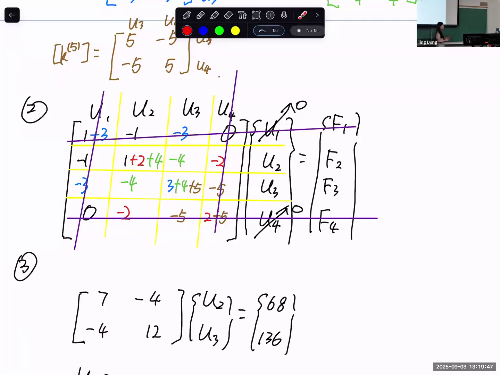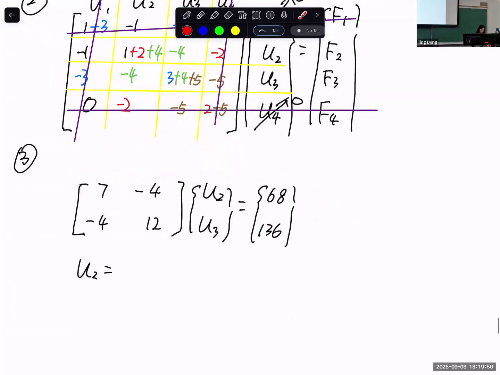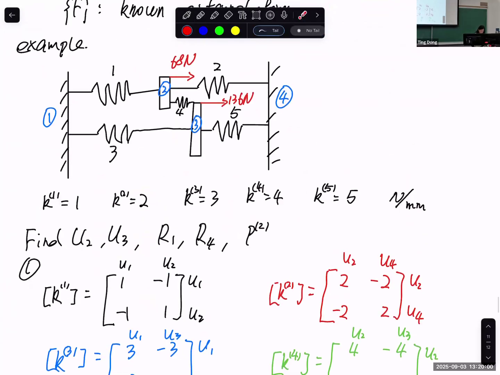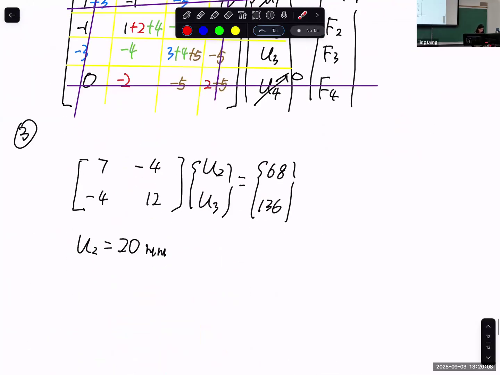Okay, let's put the U2, U3 here. U2 is 20 millimeter. Our force unit is given as Newton, and our K is given as Newton per millimeter, so displacement should be in millimeter unit. U3 equal to 18. And of course, if you get a positive value, it means move to the positive x direction, and a negative value means move to the negative x direction.